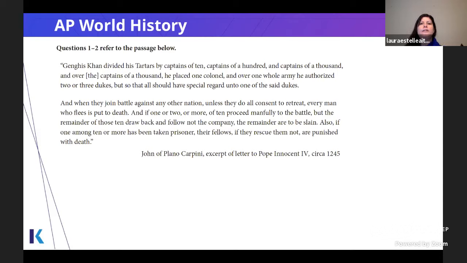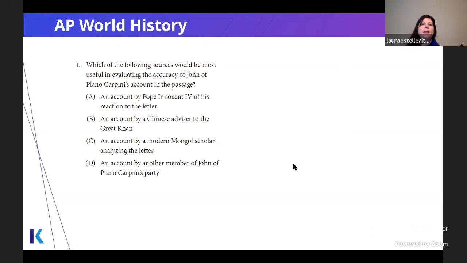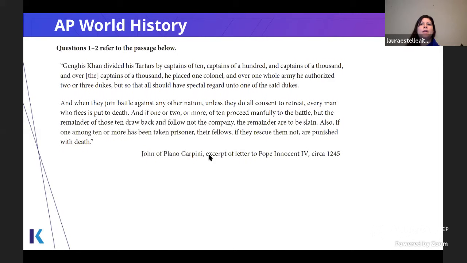This is a primary source, and you're going to go ahead and do the next question knowing that this is a primary source. And actually, I'll go back. This is from someone who witnessed Genghis Khan and the Mongols and sent a letter to the Pope. So think about that, and primary source documents.